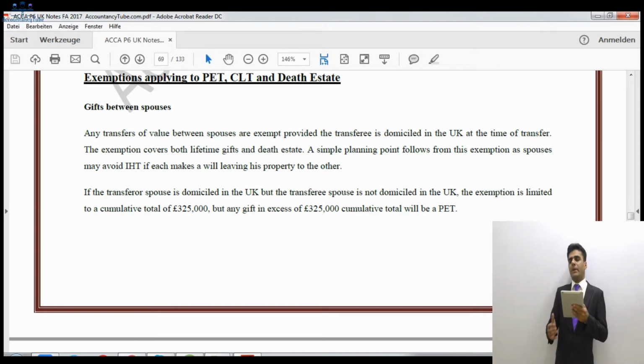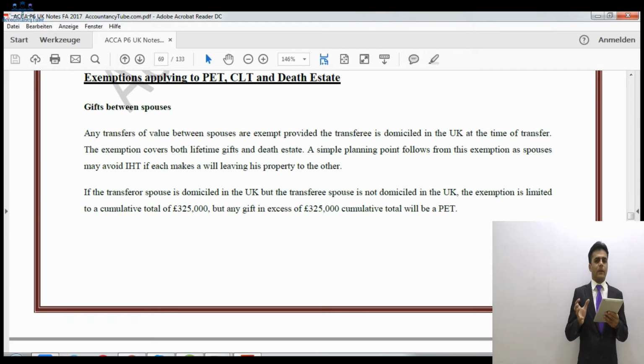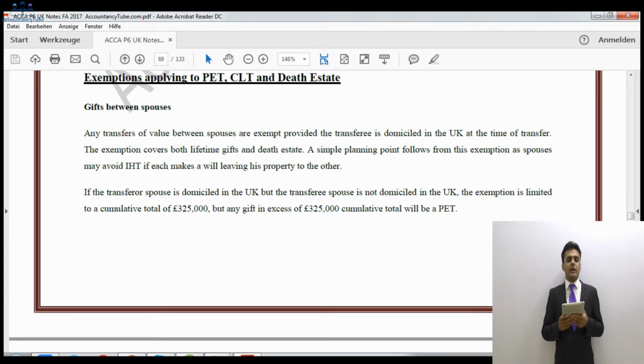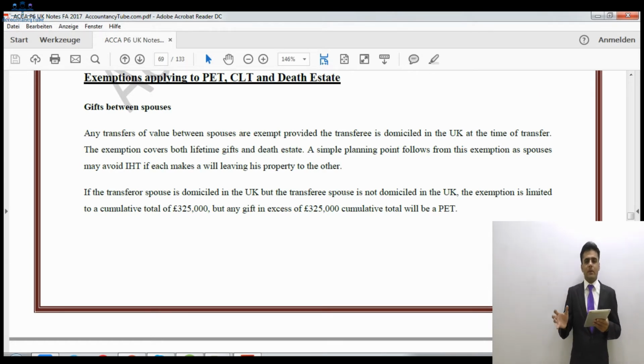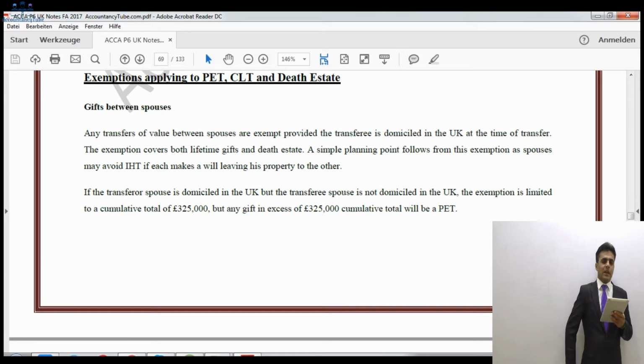Now, what would happen is that from a tax planning point of view, whenever one party of the spouses, either husband or wife, will make a mutual agreement that if I die, then I will transfer my assets to you. If you die, you will transfer your assets to me. So in that way, we will be exempt from IHT.